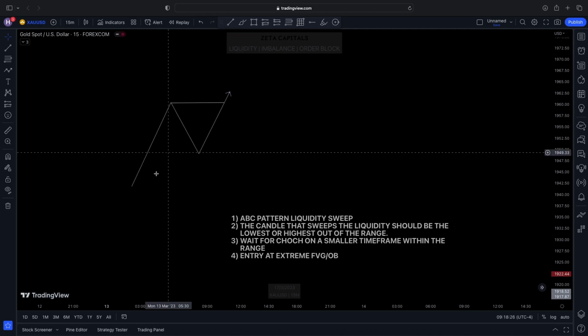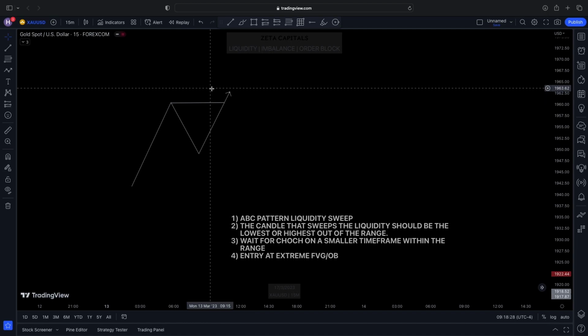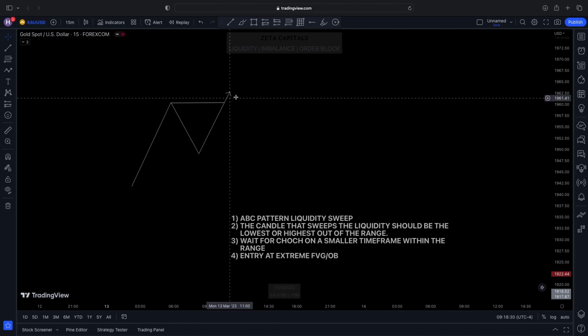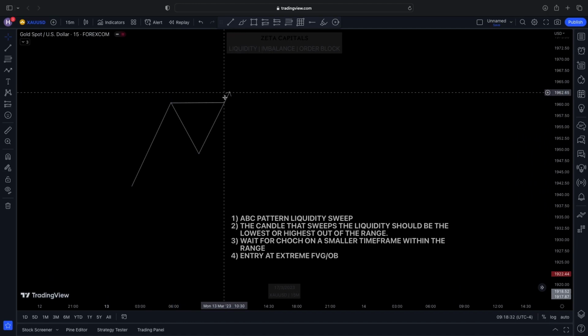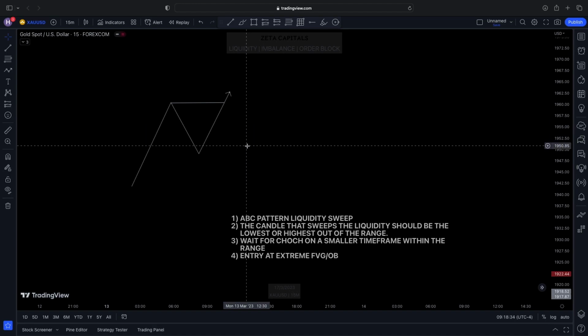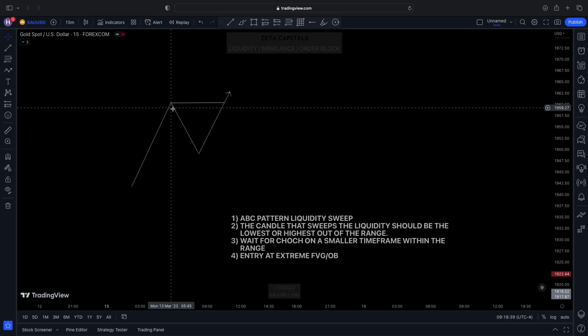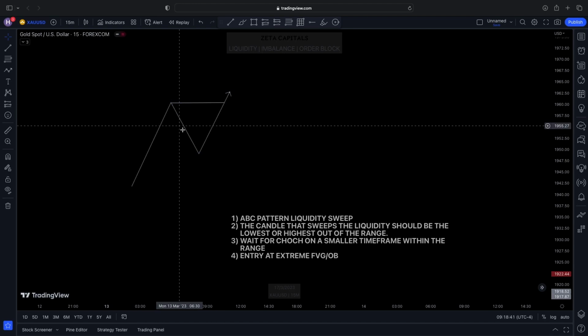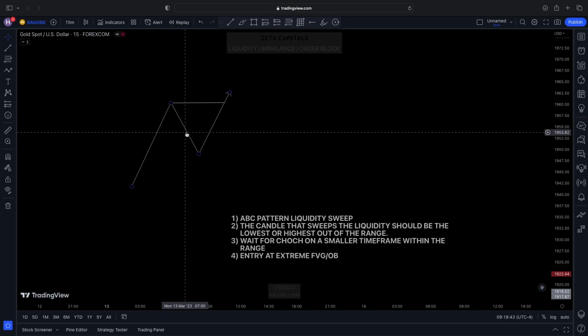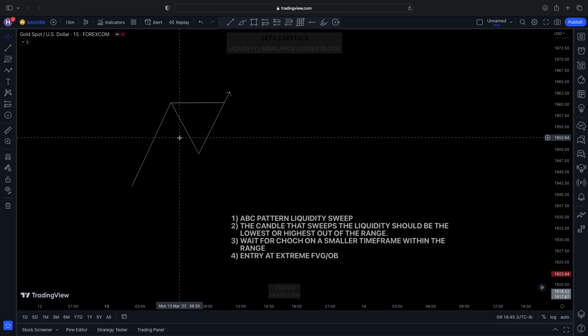Now we have A and B and C, right? So the C leg is a liquidity sweep, okay? It sweeps out the high as you can see. So this is a sort of A, B and C pattern. So the A leg is a trend in one direction, and then the B leg is a small trend in the opposite direction. Okay. And now by a small trend, I mean a few candles. Okay. I don't mean like a huge trend.